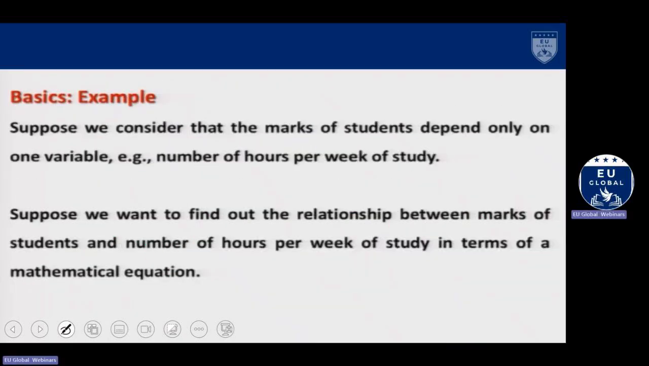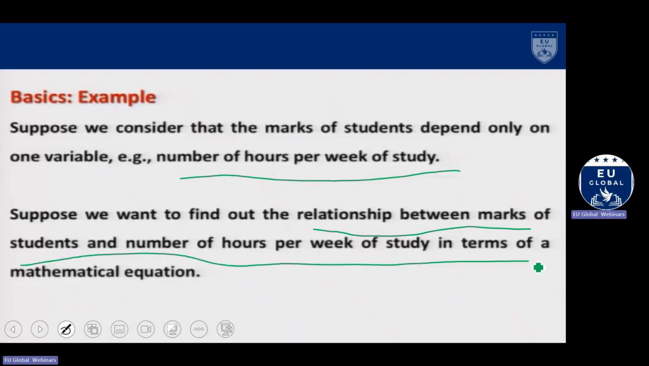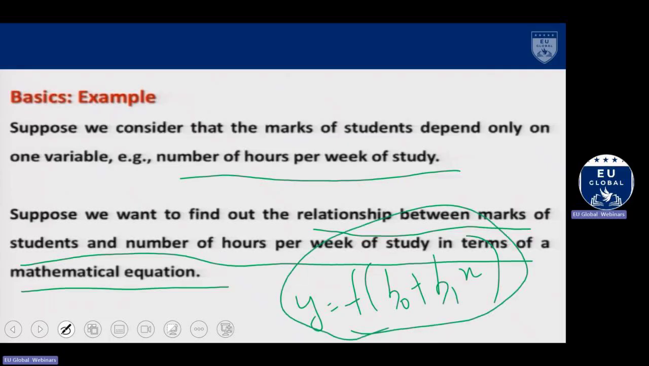Here we consider that the marks of students depend upon one variable, which is the number of hours per week of study, right? So we have to find the relationship between the marks of the students and the number of hours per week of study in terms of a mathematical equation. We have to find y is equal to f of beta naught plus beta 1 x.